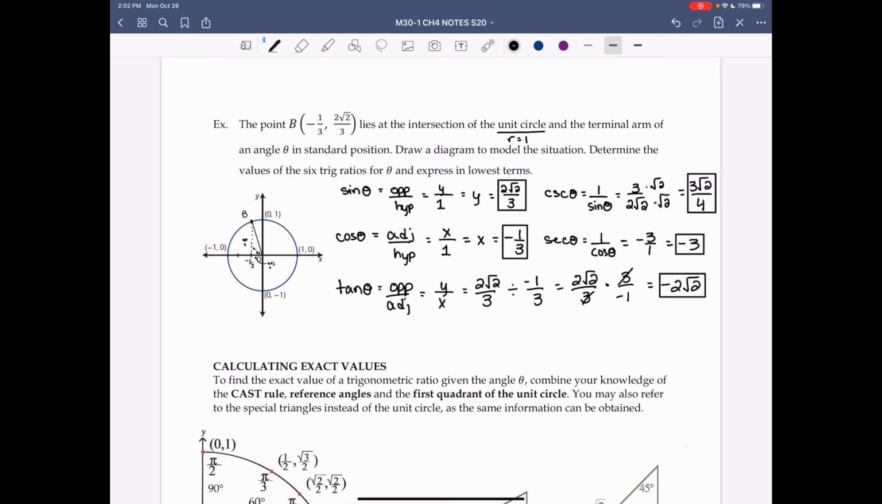And then the last trig function, the secondary trig function, cotan theta, which is 1 over tan theta, which would be 1 over negative 2 root 2 in this case. And we can rationalize our denominator by multiplying by root 2, top and bottom. And we would get root 2 over negative 2 times 2, which gives us negative root 2 over 4.